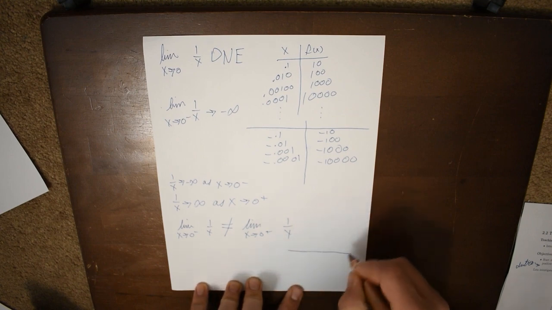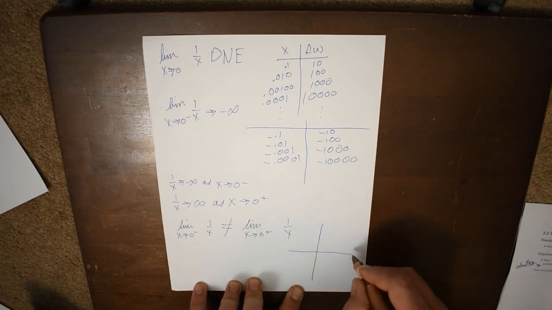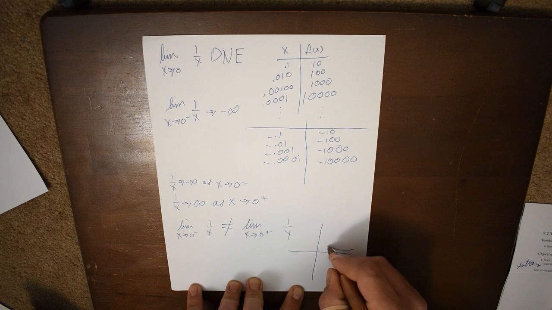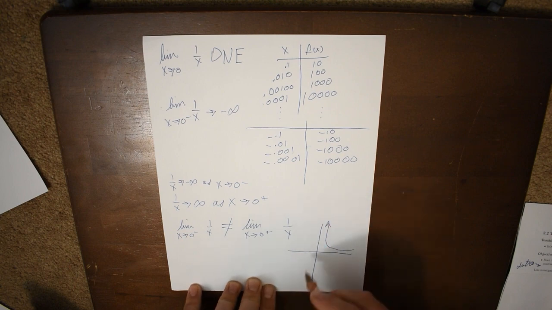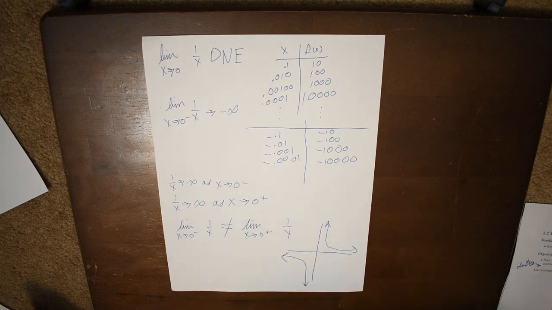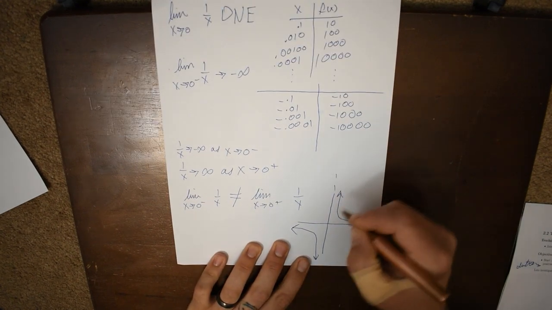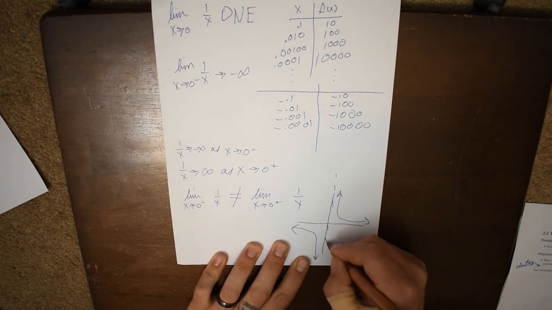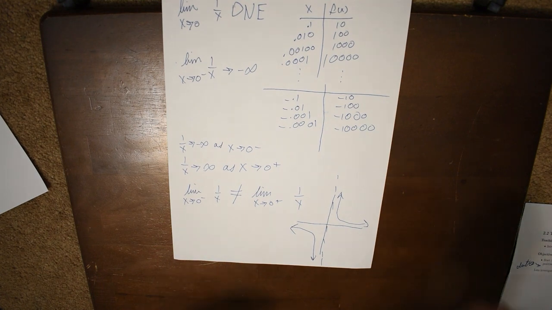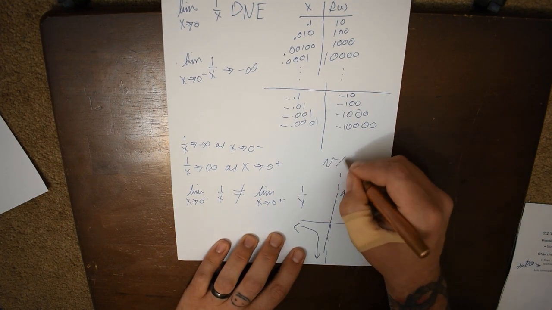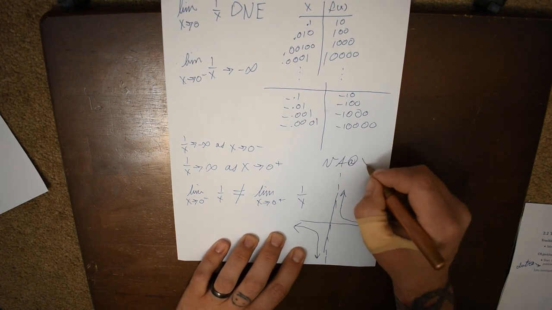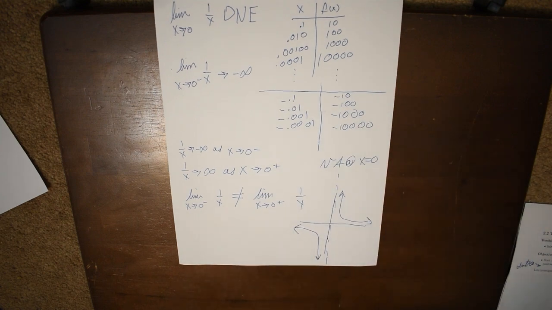Let's draw a picture of this. In fact, this is what 1 over x looks like. It has a vertical asymptote. This is where I missed my Expo markers because that would be in a different color. We have a vertical asymptote at x is equal to 0.